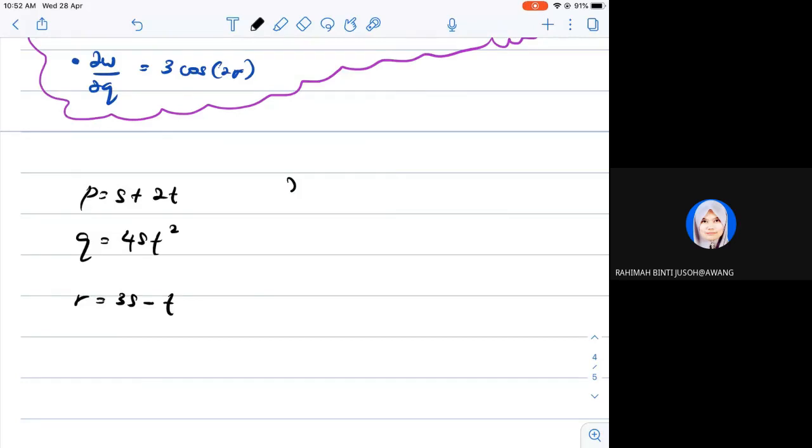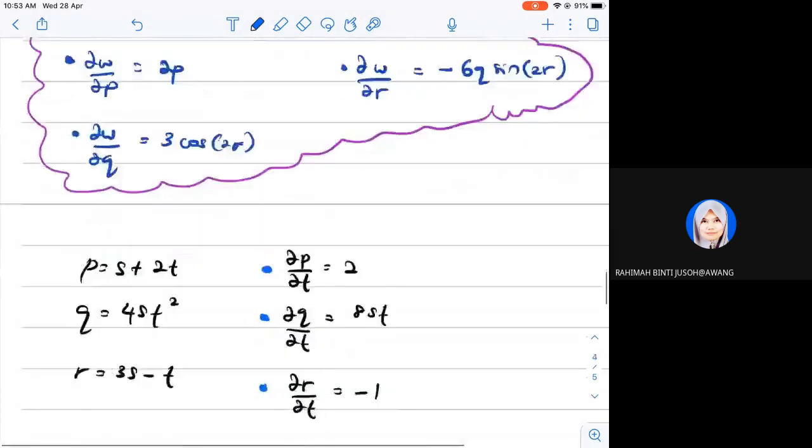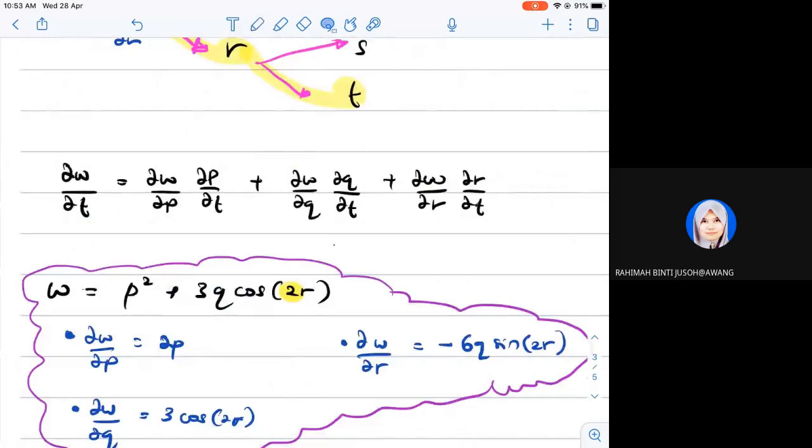Okay, del P over del T equals to 2. And then del Q over del T equals to what? Del Q over del T. 8T. Yes, 8ST. Very good. And then del R over del T should be equals to? Negative 1. Yes, negative 1. Okay, so settle on this. Alright. So now we just need to substitute inside this chain formula.